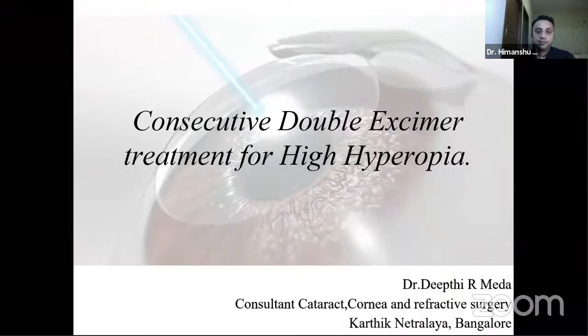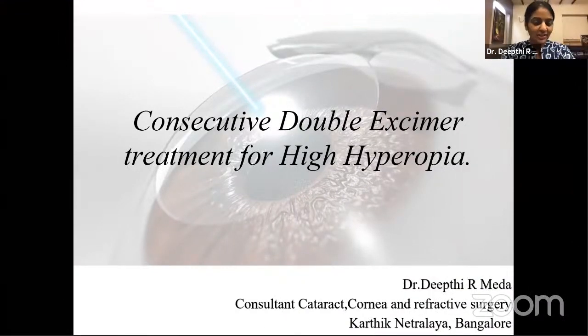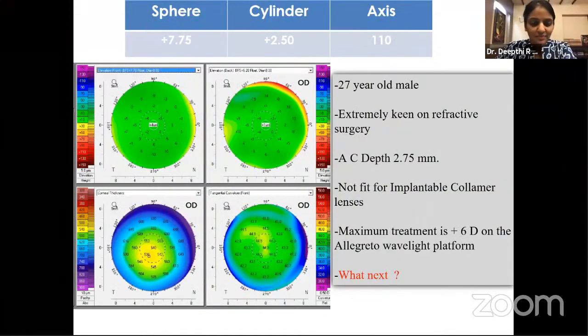Yeah. So hello, everyone. In this presentation, I'll tell you about a technique that we've developed. This was a 27-year-old male who had a very keen interest to get a refractive surgery. And like many of the hyperopes, he had a very shallow anterior chamber of 2.75. His refraction was plus 7.75 sphere and plus 2.5 cylinder at 110 axis.